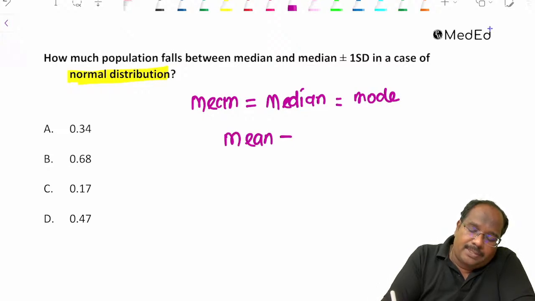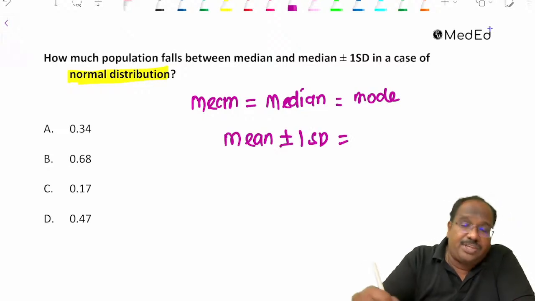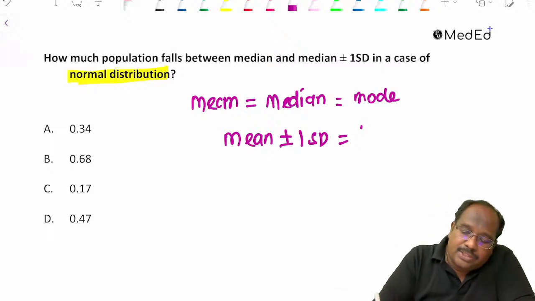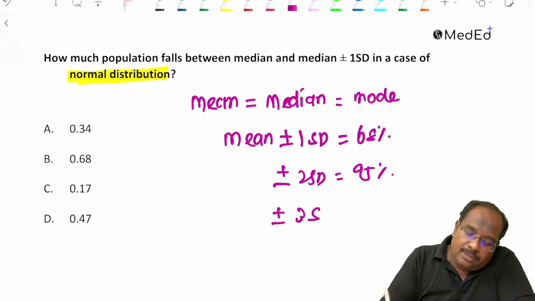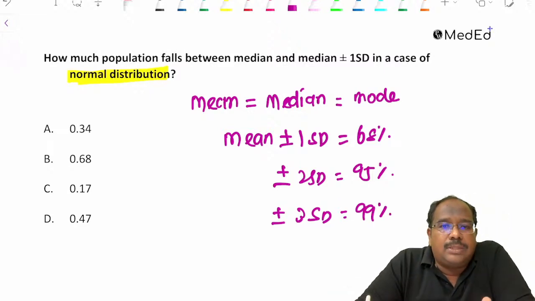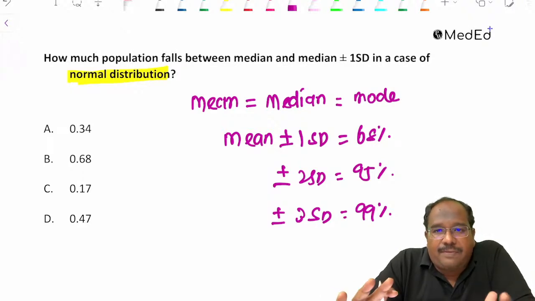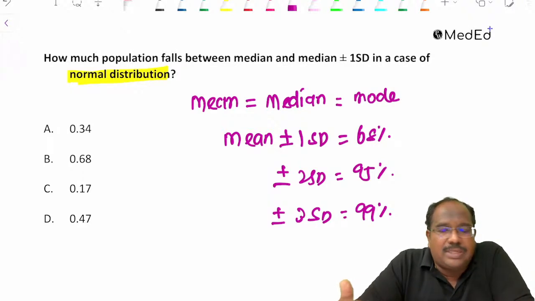So mean plus or minus one standard deviation corresponds to what? 68 percent. Two standard deviations means 95 percent. Three standard deviations is 99 percent. This is how much mean plus or minus 1, 2 or 3 standard deviations corresponds to.